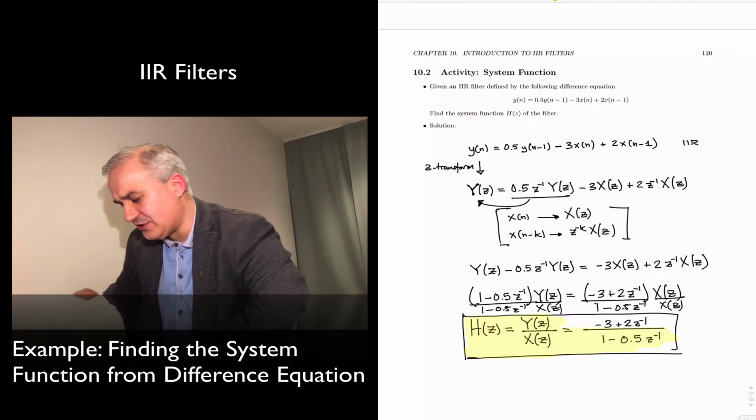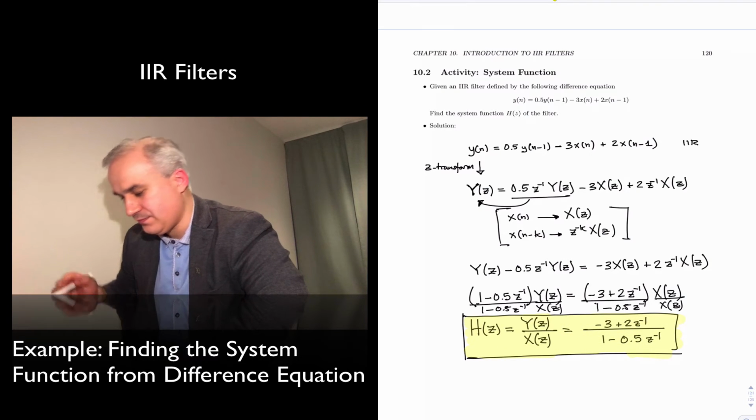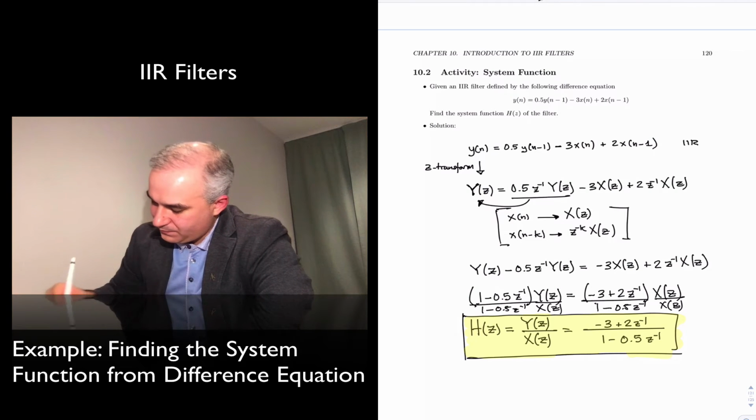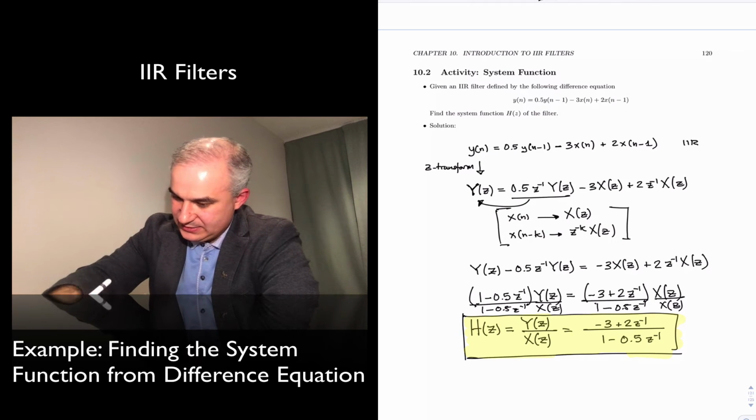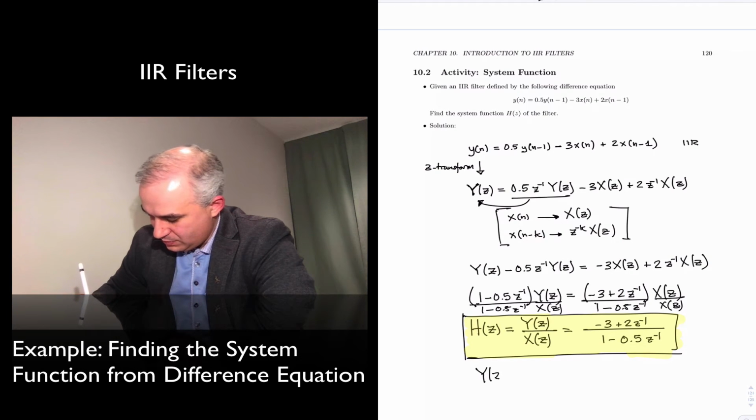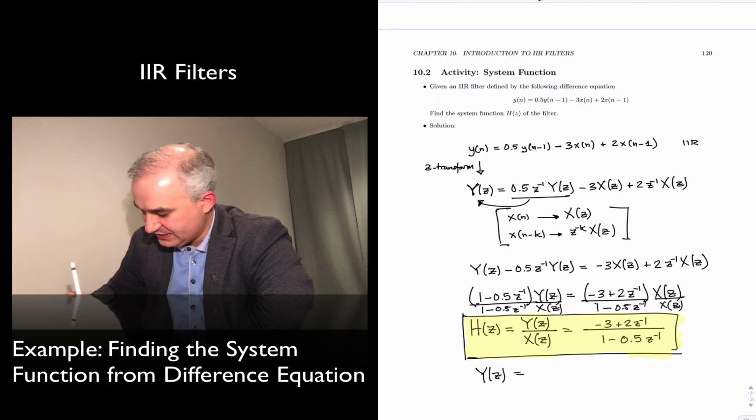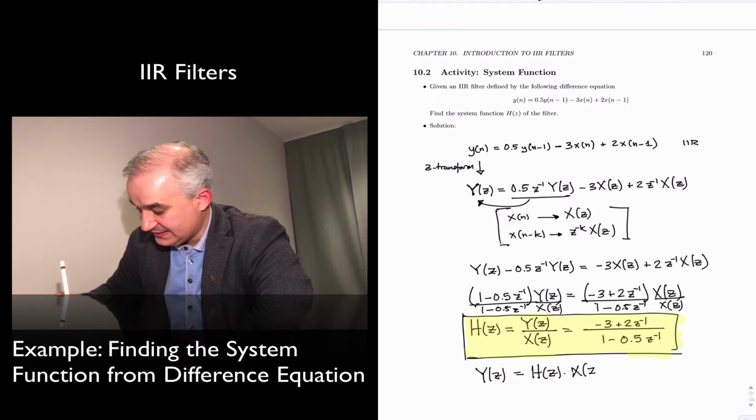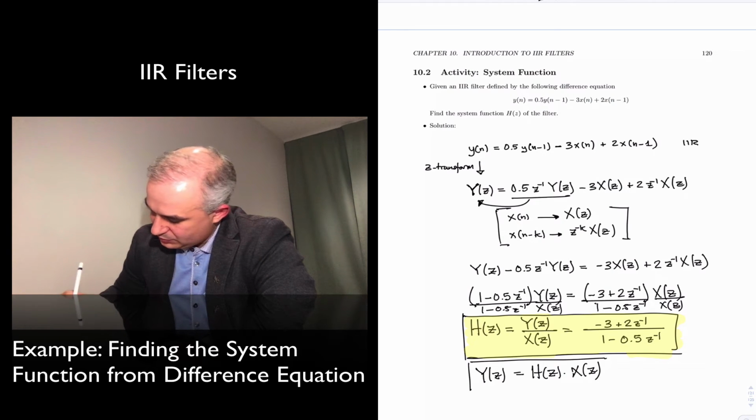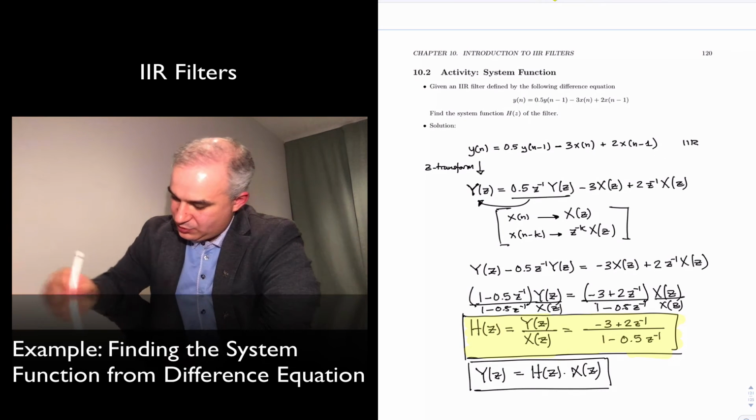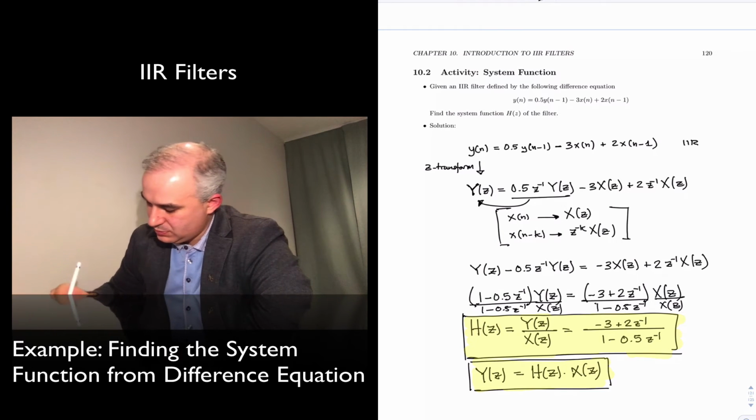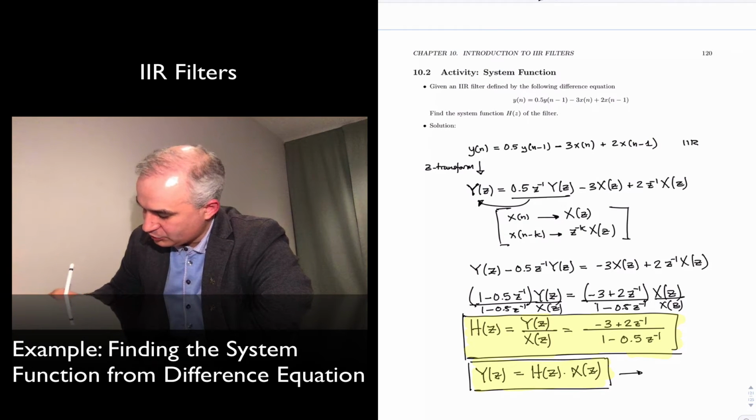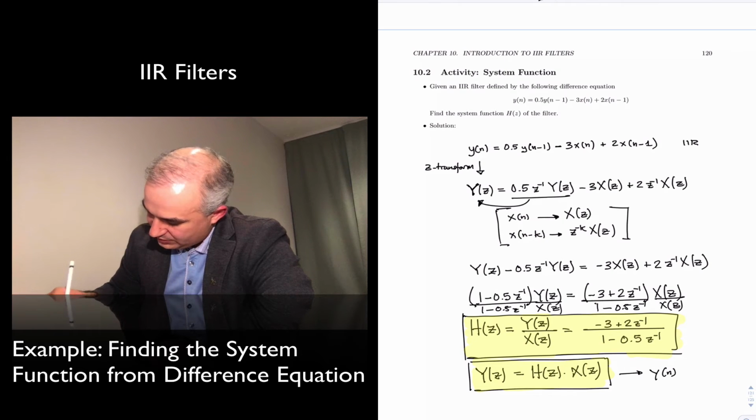Now you recall the system function was a complete characterization of the system. From the system function, we could find, for instance, the output in the Z domain of the system, by multiplying the system function times the Z transform of the input. You could do this. You could also go from the system function, and so from this then, we could also calculate the output, y of n, by doing the inverse Z transform.